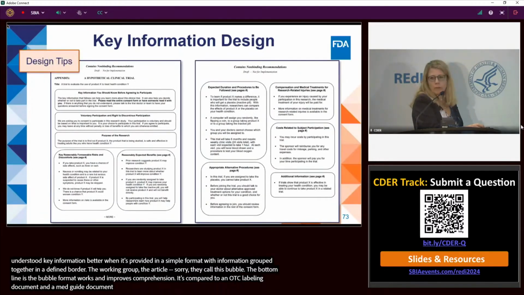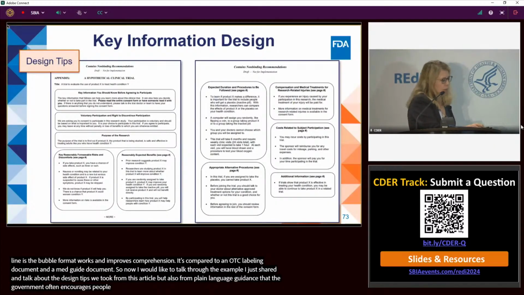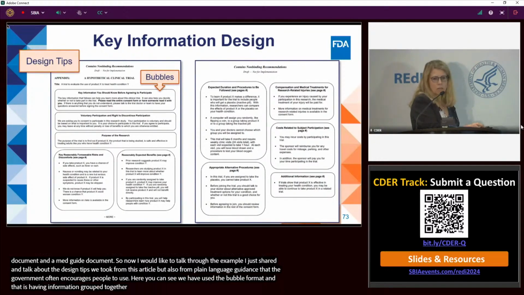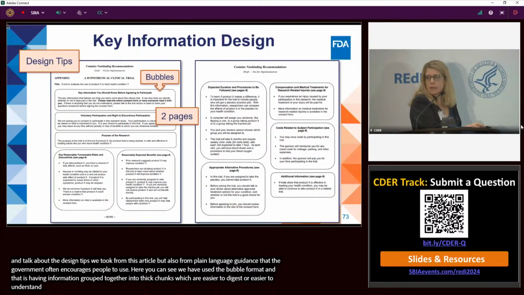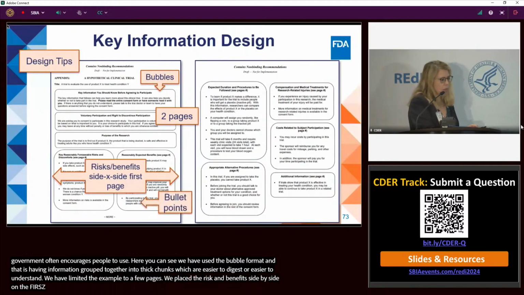So now I'll talk through the example that I just shared and talk about the design tips that we took from this article, but also from plain language guidance that the government often encourages people to use. Here you see that we have used the bubble format, and that is having information grouped together in distinct chunks, which are easier to digest or easier to understand. We've limited the example to a few pages. We placed the risks and benefits side by side on the first page. We also used bullet points to help use simpler phrasing.